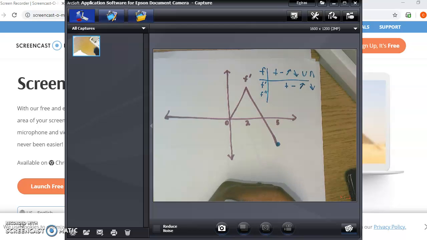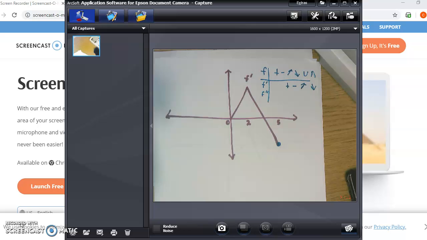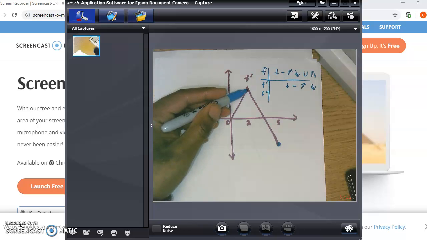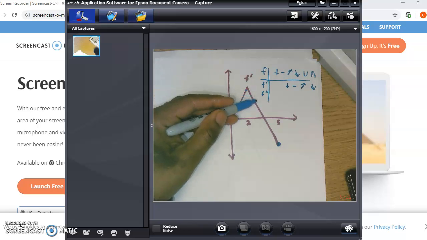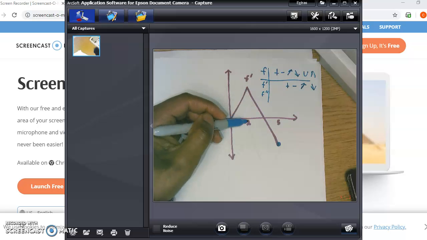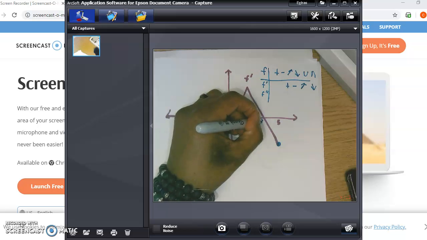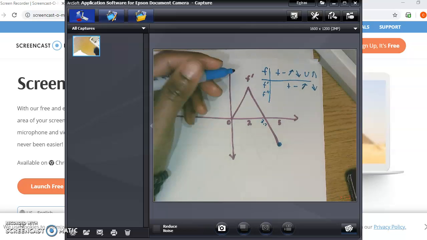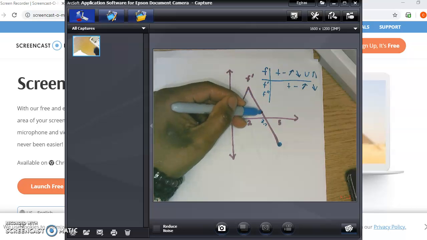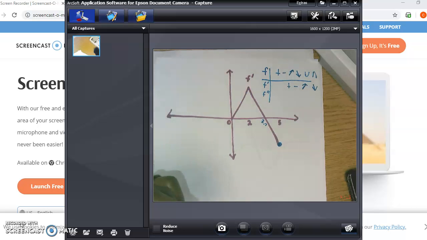A lot of students get positive and increasing mixed up, but you can have a positive function that is decreasing. In this example, the derivative is positive, but it's decreasing from 2 to, let's say, 3.7. It doesn't matter what I say that number is, but this is a positive function that is decreasing. So positive and decreasing are not the same, so do not get that mixed up.